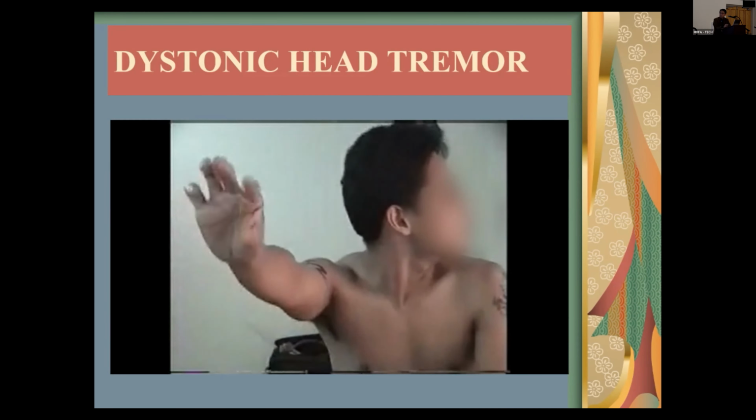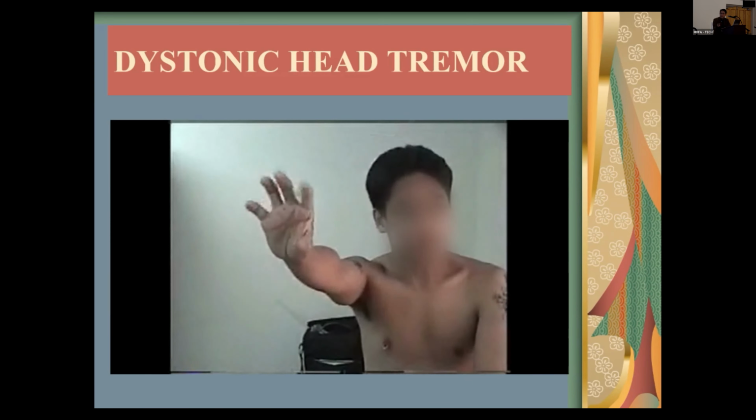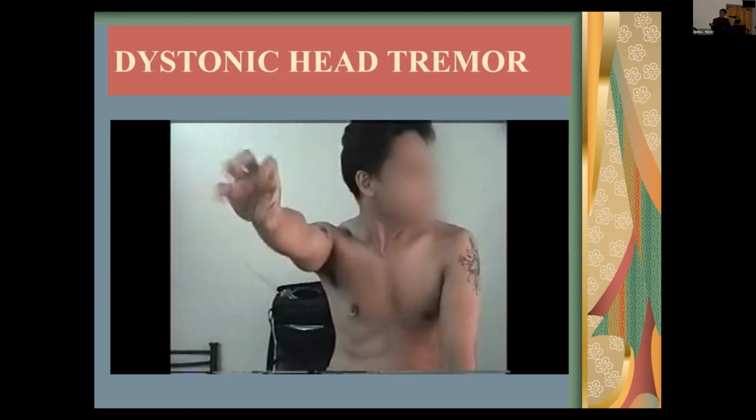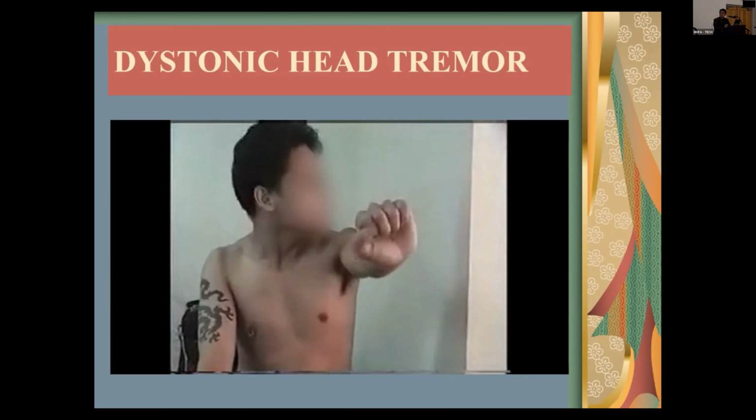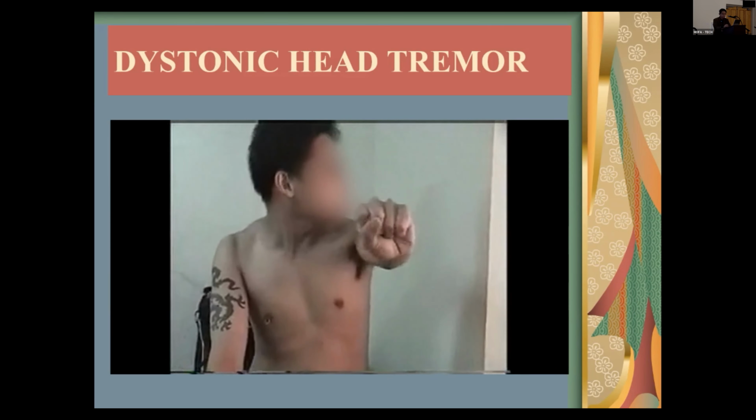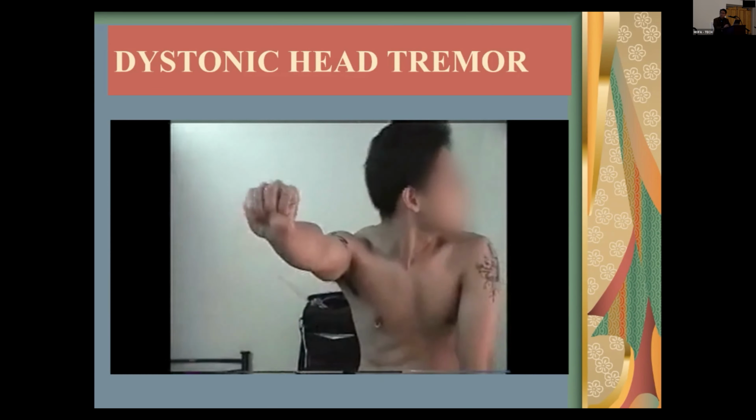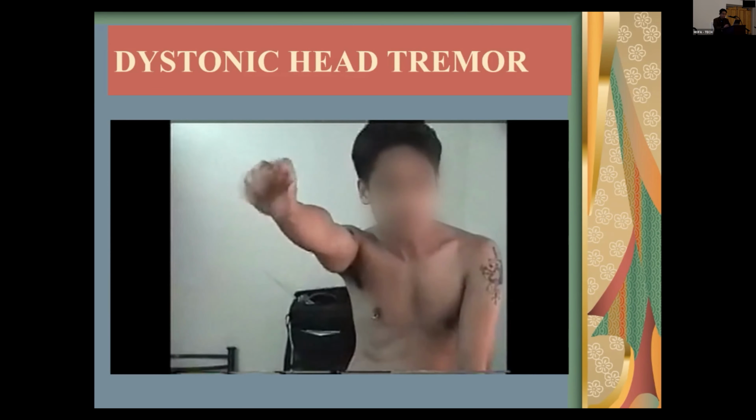And then you see this individual with turning of the head towards the left. It's involuntary. And you also see that the head kind of tremors to and fro horizontally. So this is called a dystonic head tremor. So it is a tremor in a part of the body that has dystonia. So dystonia refers to spasming or twisting or turning of a body part.